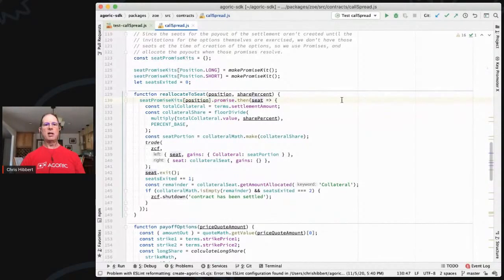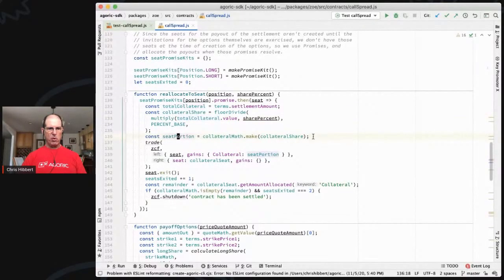Then we'll have the seat. The share percent will either be appropriate to the long position or appropriate to the short position. They get symmetrical but opposite payouts. And we will then figure out the amount of the collateral that is appropriate to that one. If this wasn't time delayed from the time of the closing, we could have done the calculation once and applied it to both, but the two parties might exercise at very different times, so we have to do the calculation separately for each of them.